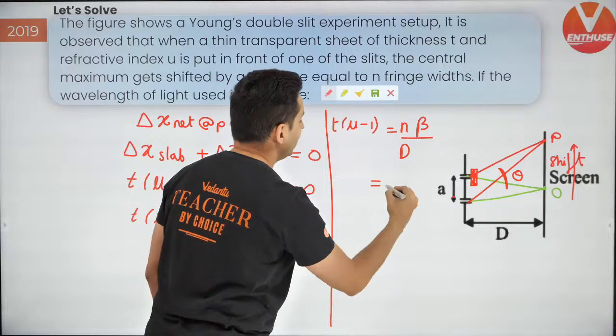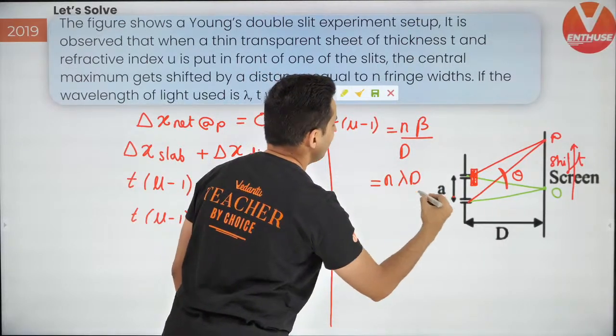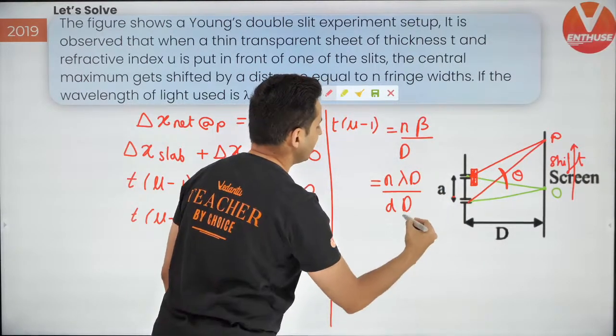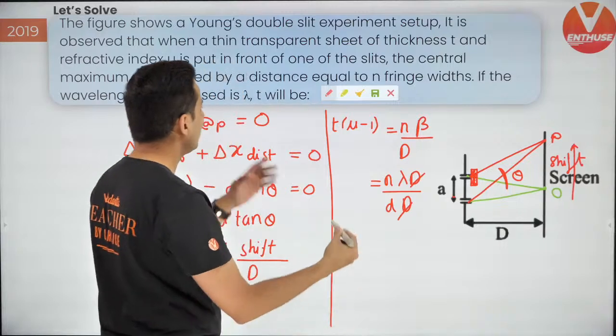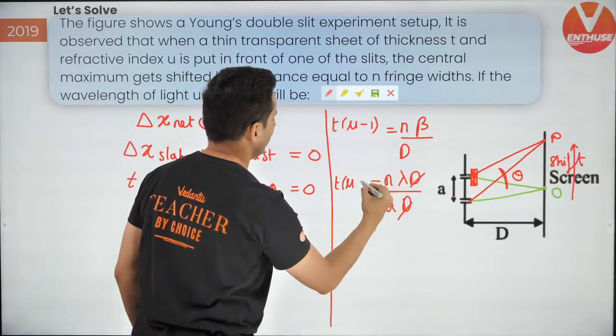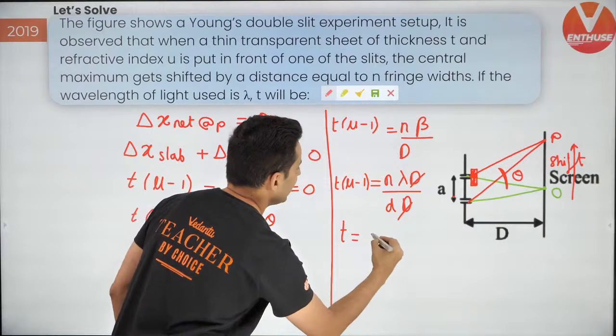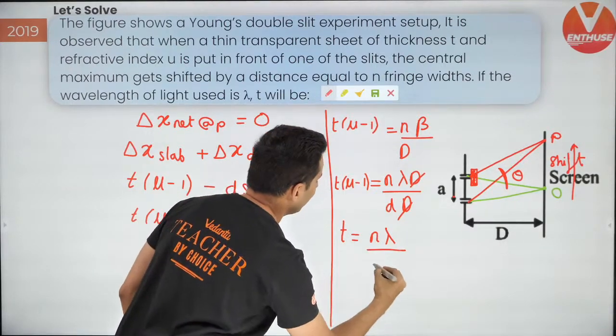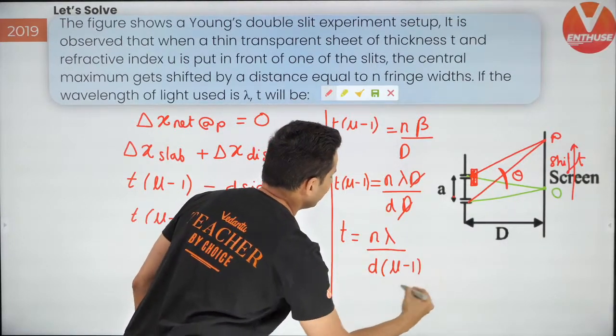Now what is beta? Beta is lambda D by small d. That capital D is also here, D D goes. And what have you been asked? You have been asked t. So that is t into mu minus 1. So therefore t will be n lambda divided by d into mu minus 1. That's the answer.